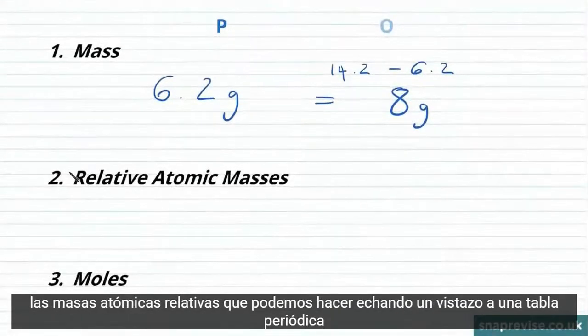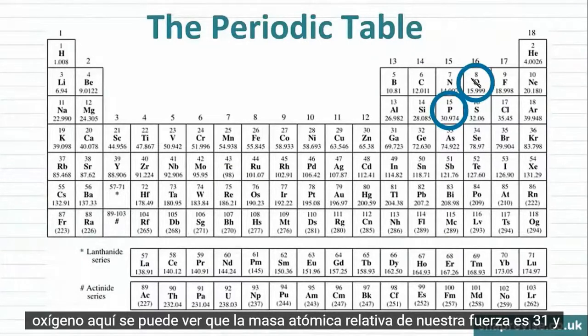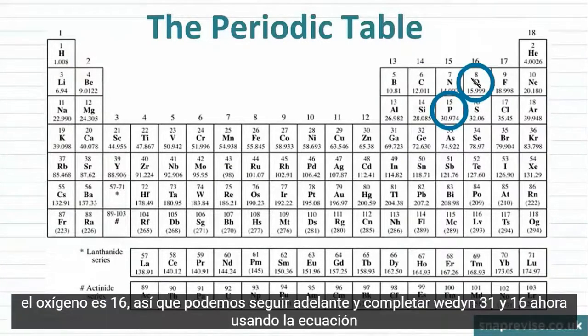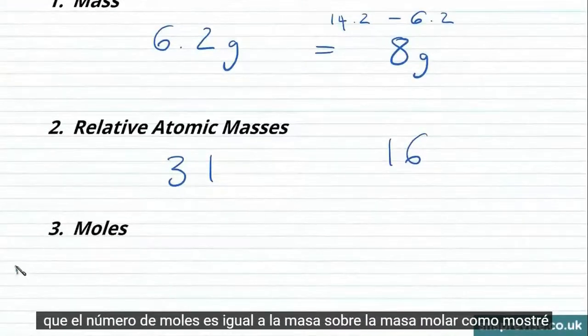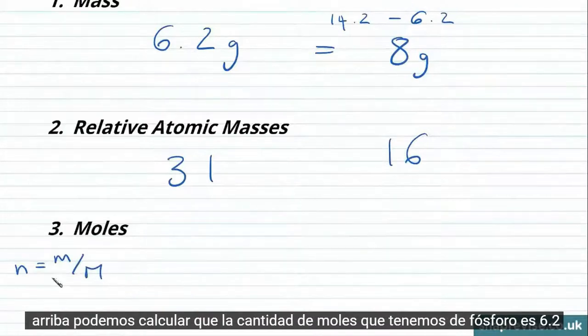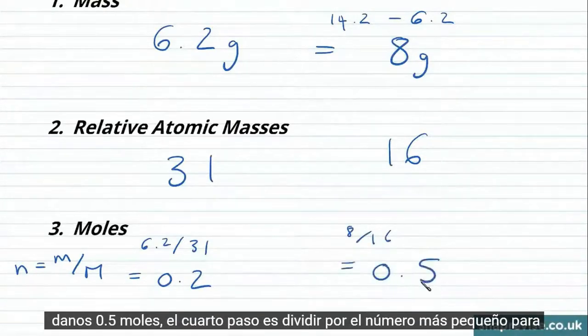We now need to work out the relative atomic masses, which we can do by having a look at a periodic table. If we have a look at our periodic table, I've highlighted the phosphorus and the oxygen here. You can see the relative atomic mass of our phosphorus is 31 and oxygen is 16. So we can go ahead and fill that in. 31 and 16. Now, using the equation that the number of moles is equal to the mass over the molar mass, as I showed above, we can work out that the number of moles that we have of phosphorus is 6.2 divided by 31 to give us 0.2 moles. And for our oxygen is 8 over 16 to give us 0.5 moles.